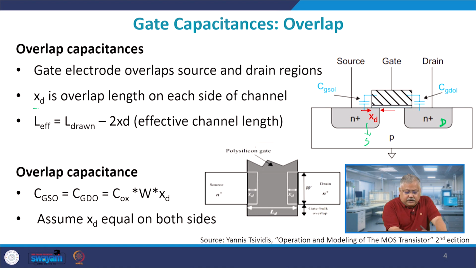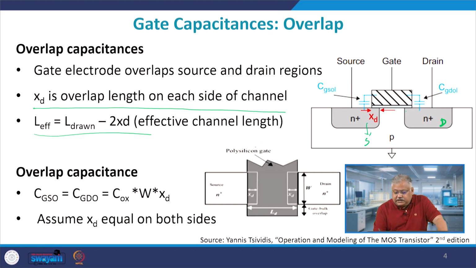If I assume that XD is the overlap length on each side of the channel, then L effective will be L drawn minus 2XD. Why 2XD? 1XD here and another XD here. This is my effective channel length. This is the drawn channel length which is under the gate, and the effective channel length is between the source and drain, if you remove this XD here.